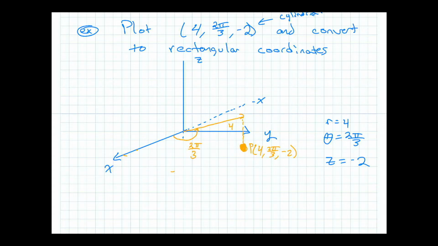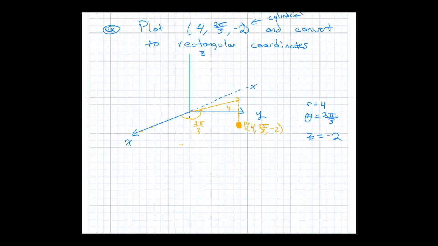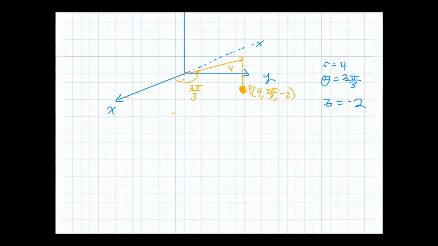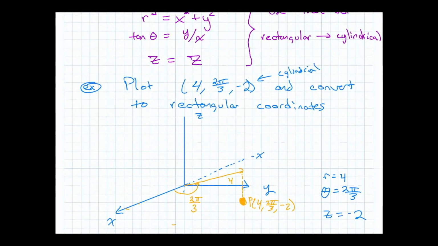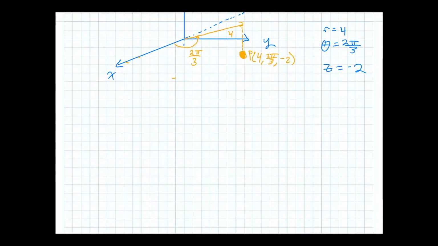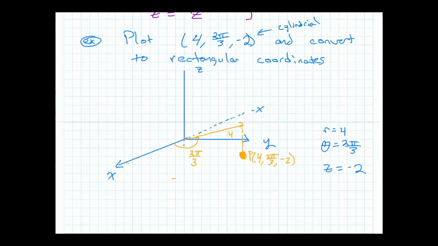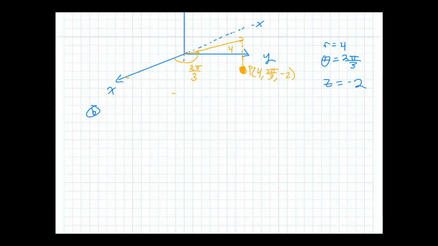All right. So plotting is not that bad, really. I mean, you don't really plot very many things that way, but you can plot it just the way you do x, y, z. So we plotted that one. The other thing we were supposed to do is convert this to rectangular coordinates. So this is part A, and part B is convert to rectangular.